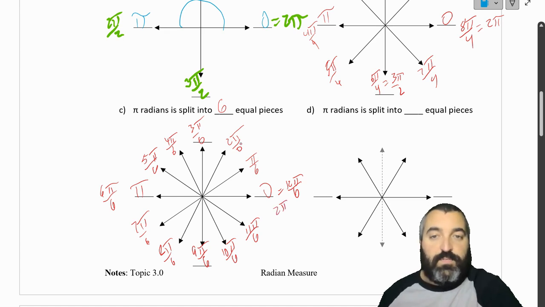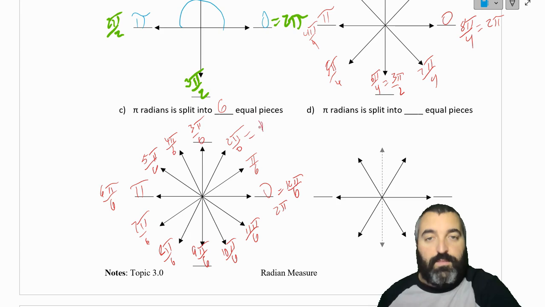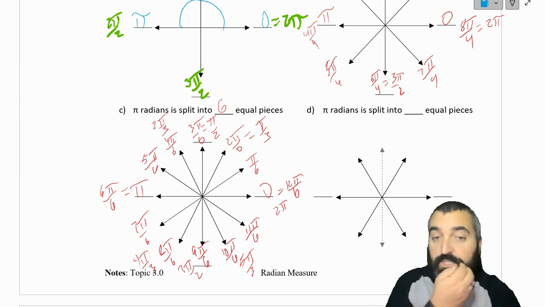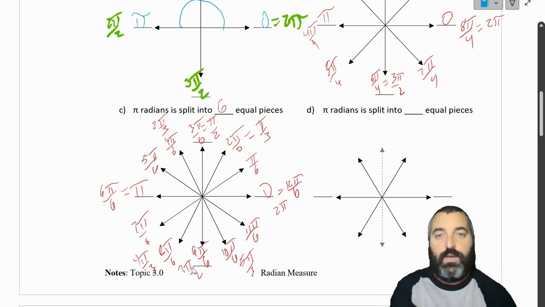And again, you just kind of simplify these fractions. So this could be pi thirds. We already know this is pi halves. This is 2 pi thirds, right? And then we already know that's pi. This one is 4 pi thirds, 3 pi halves, and then 5 pi thirds. Okay, and that's just me simplifying the fractions. So again, these are kind of the big ones we're going to see.